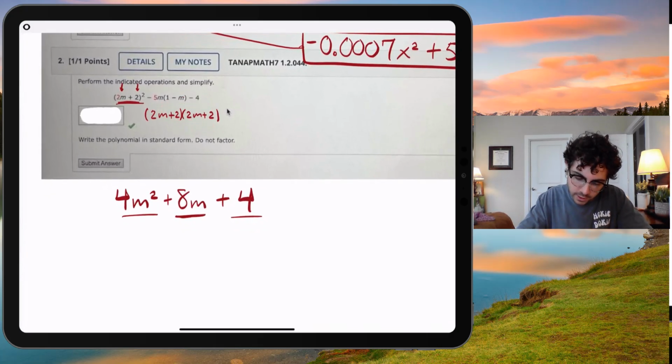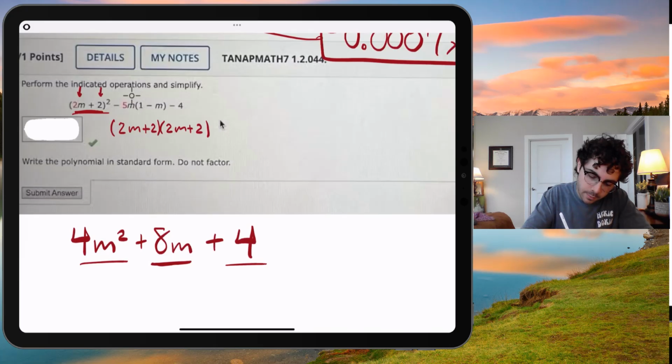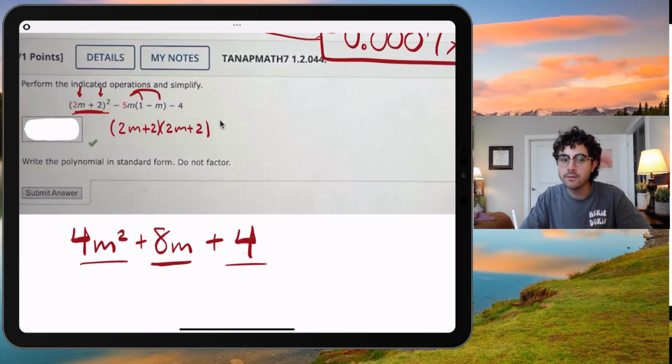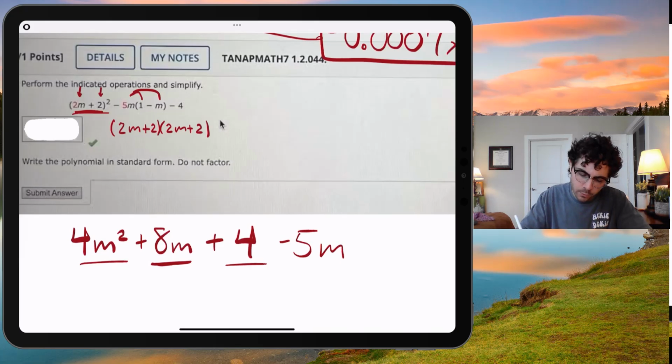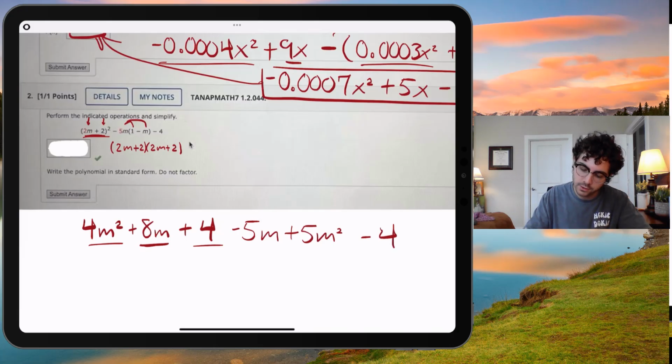All right, let's get rid of the lobster claws and keep expanding what we have here. So we have negative 5m times (1 minus m). So we need to distribute that. So we have minus 5m, and then we have negative 5m times negative m, so that's plus 5m squared. And then just minus 4 on the end.